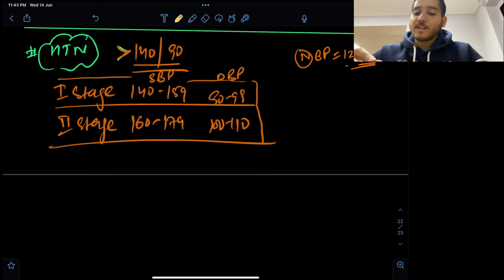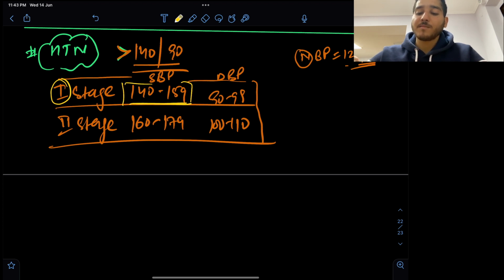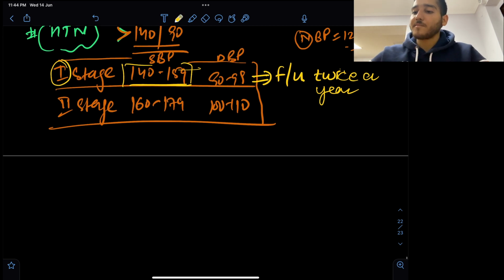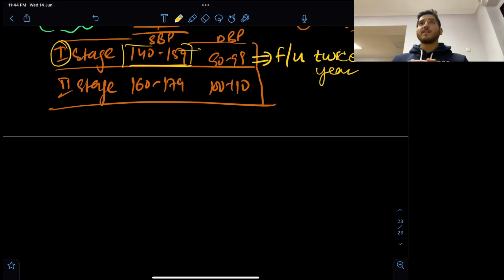But in Krok exam, we need to remember that for stage 1 hypertension patient, that is having blood pressure of 140 to 159 systolic blood pressure, we usually do follow-ups twice a year. Let's say you got a patient of stage 1 hypertension, you will call him for follow-up after 6 months. So every 6 months the patient has to come for follow-ups, right? So there will be follow-up twice a year.